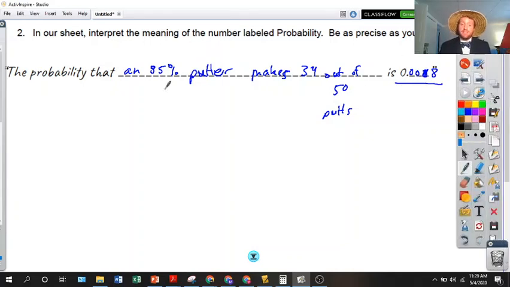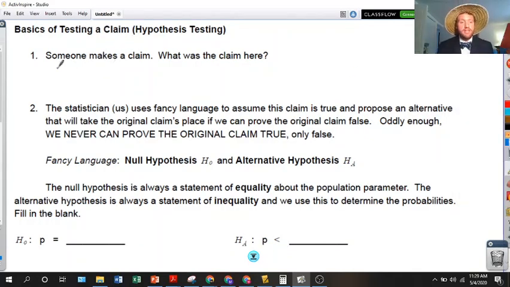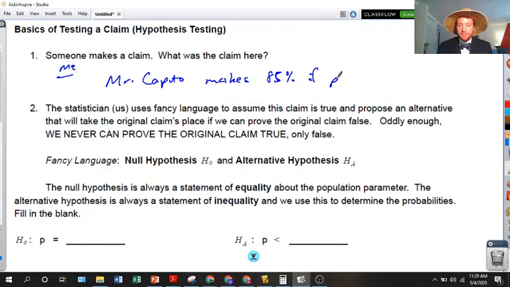So that means this is wrong. 85%, that was a lie. That's the idea of hypothesis testing. Someone makes a claim. Hey, that's me. I made a claim: that Mr. Caputo makes 85% of putts. What I'm leaving out here is the conditions. If you understand golf, I'm not always going to be 6 feet away on a perfectly flat cement floor.